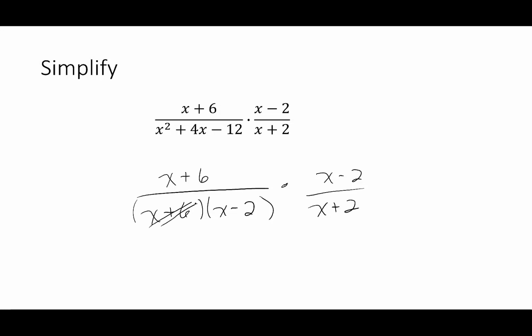I see an x plus 6 on the top and the bottom. I see an x minus 2 on the top and the bottom. When we cancel everything in the numerator, we want to remember there is a 1 left over. So in the numerator, 1 times 1 is 1, and in the denominator, I have x plus 2.